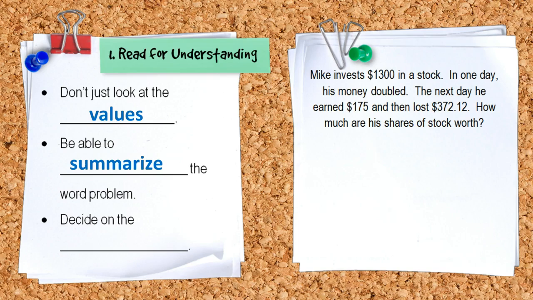Then he's going to lose money, so I'm going to subtract a value. Decide on those operations. The plot, retelling it to yourself, summarizing it, reading it for understanding, tells you those operations. It may help to write them in. Well, I know doubled is times 2. If he earned $175, that's plus, that's $175 more. If he lost $372.12, that's subtraction. Write those in. It may help you in the long run.